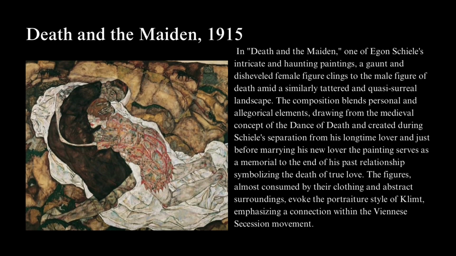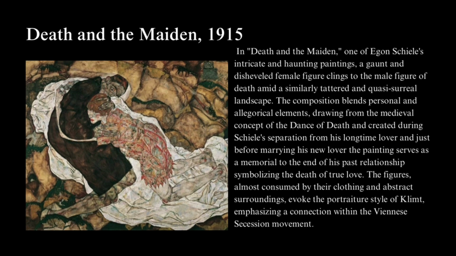In this artwork titled Death and the Maiden, Egon Schiele's intricate and haunting style can be seen, where a gaunt and disheveled female figure clings to the male figure, which represents death. This composition blends personal and allegorical elements, drawing from the medieval concept of the Dance of Death, and was created during Schiele's separation from his longtime lover, and just before marrying his new lover.